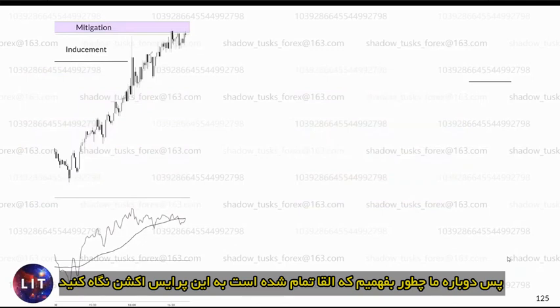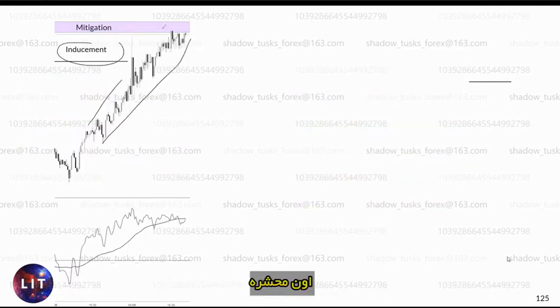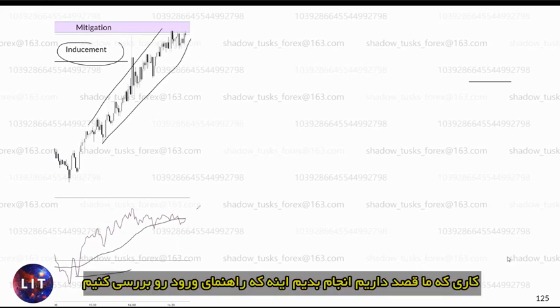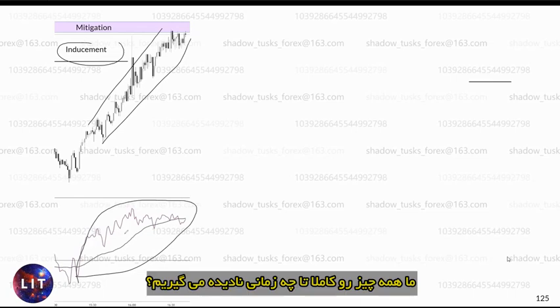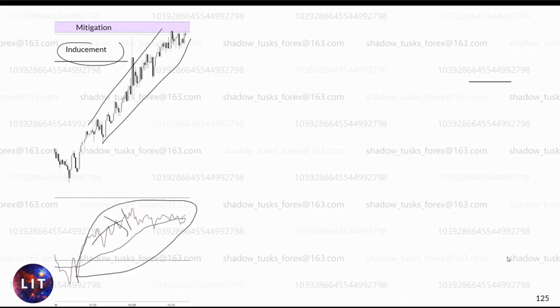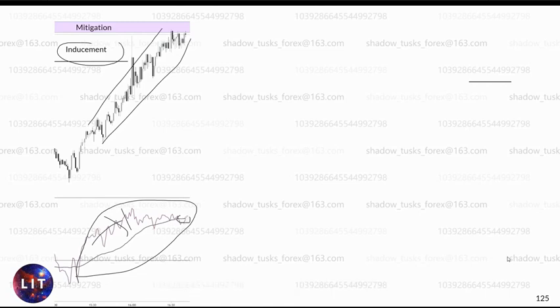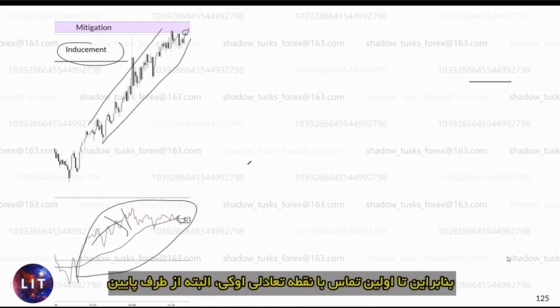So then again, how would we know that the inducement is done? Look at this price action. It's just crazy. It's just channeling forever. What we're going to do is look at the entry helper. We completely ignore everything until what? Finally, price goes lower than the equilibrium here, and it's the first touch of the equilibrium.